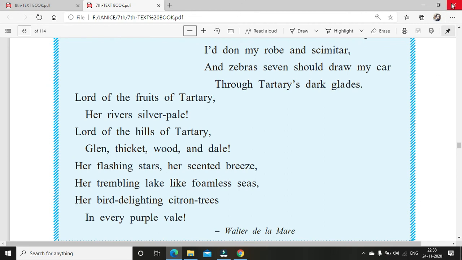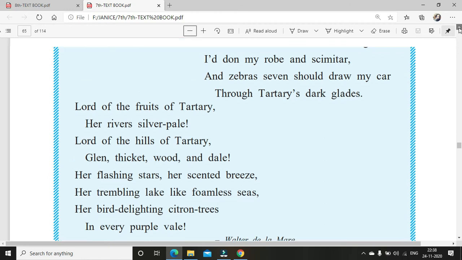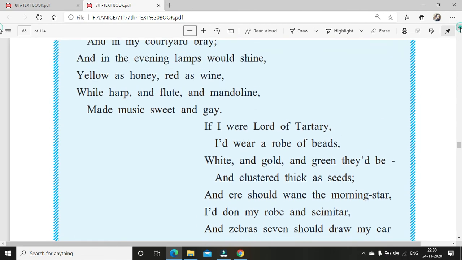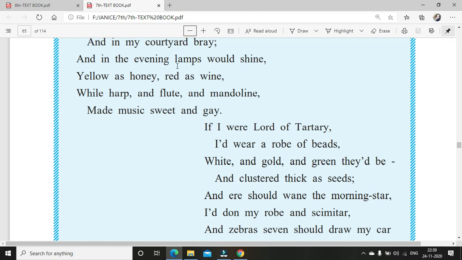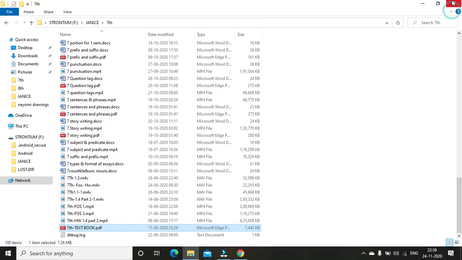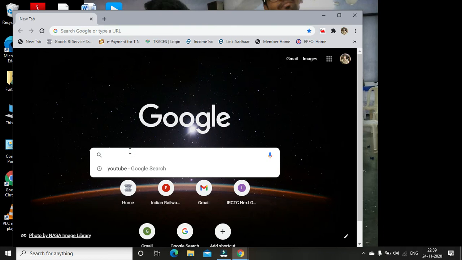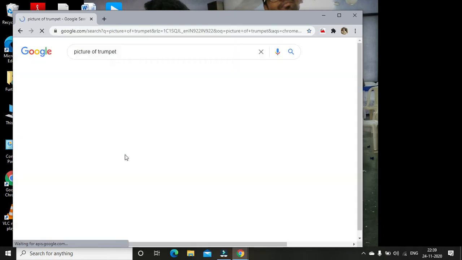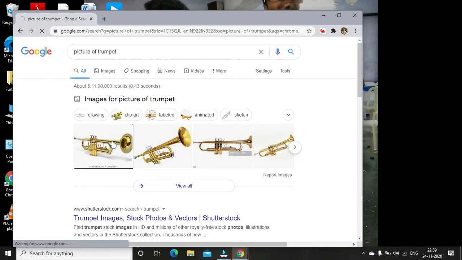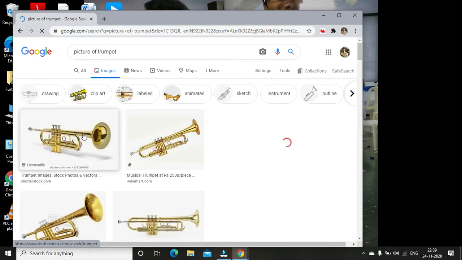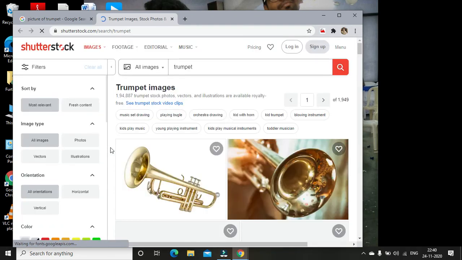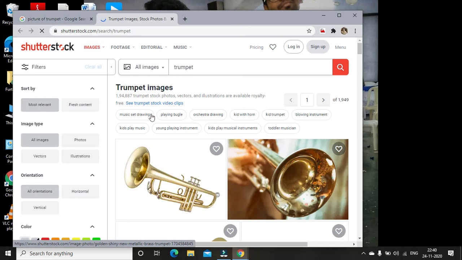Okay. Now I will close this and I will show you the picture of the trumpet, the mandolin, and the harp. Okay. Here, these are all there in this paragraph. So the trumpet, the mandolin, and the harp. See, this is what a trumpet looks like. This is a trumpet. Okay, you will see this, no? Them playing in the weddings.